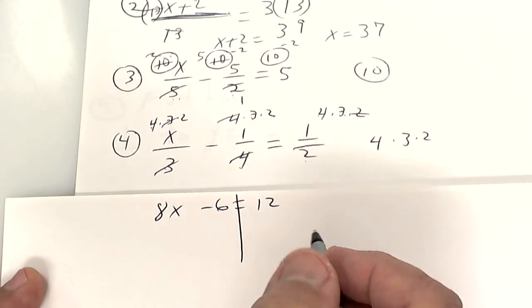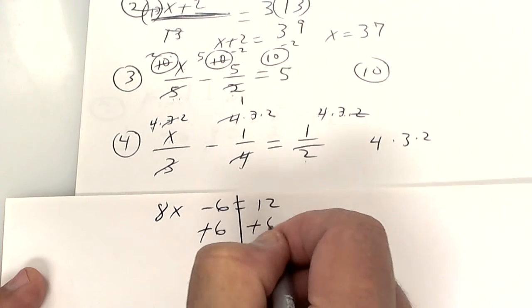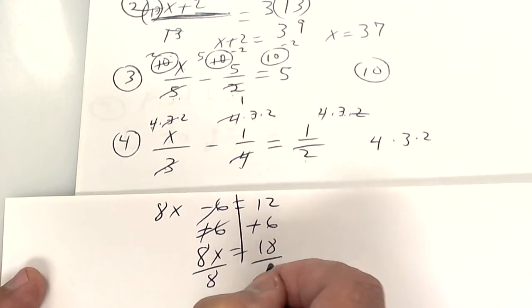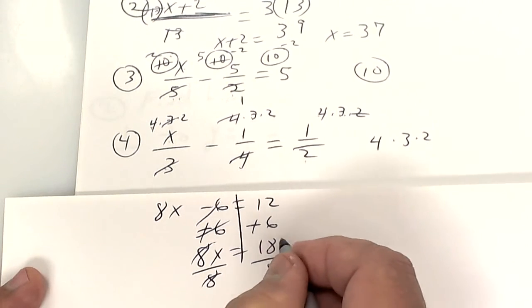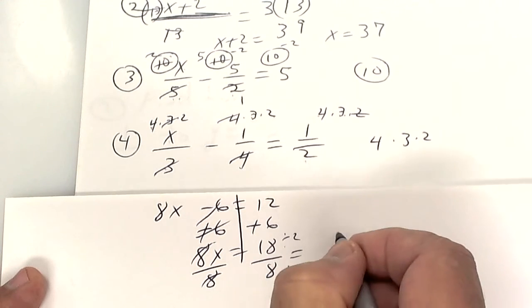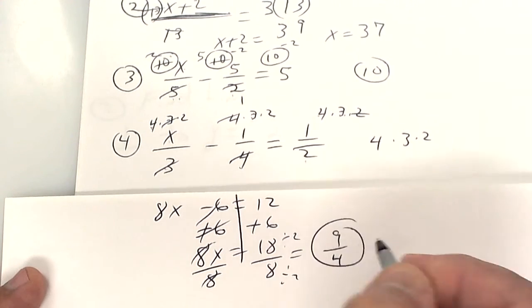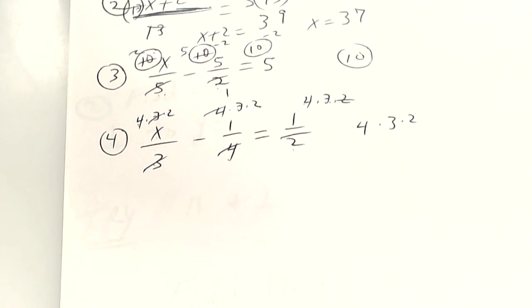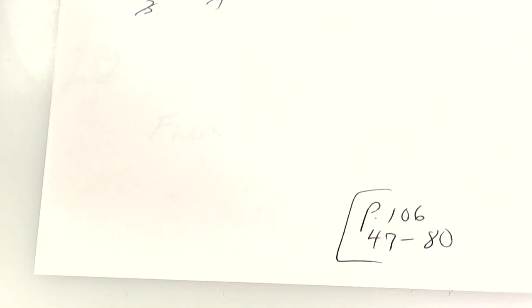So here, you would add 6 to both sides, so you get 8x is equal to 18 divided by 8, and then reduce it. So reduce by 2, and you get 9 over 4, and I'll take that. Or 2 1/4, 2.25. All right, your assignment for today is to finish this work. Go to page 106, and I'll catch up with you.